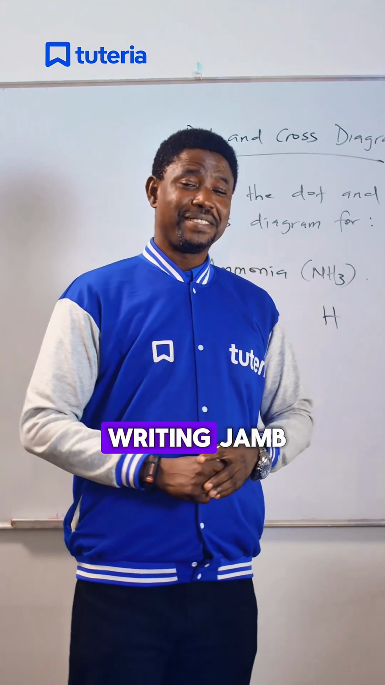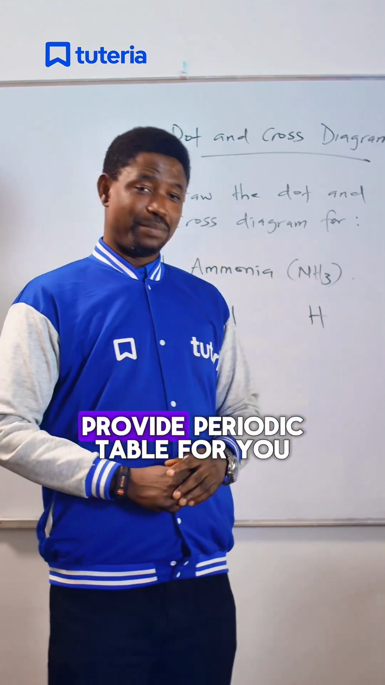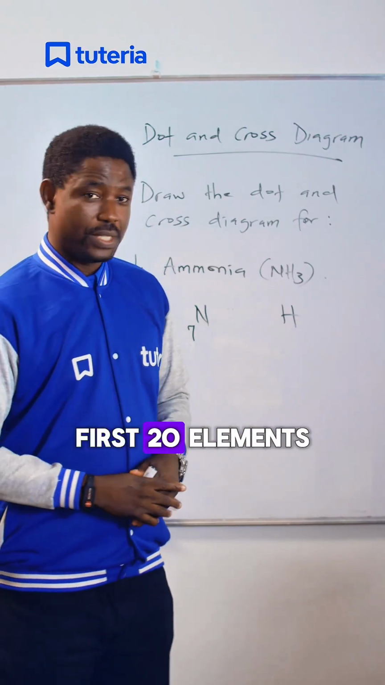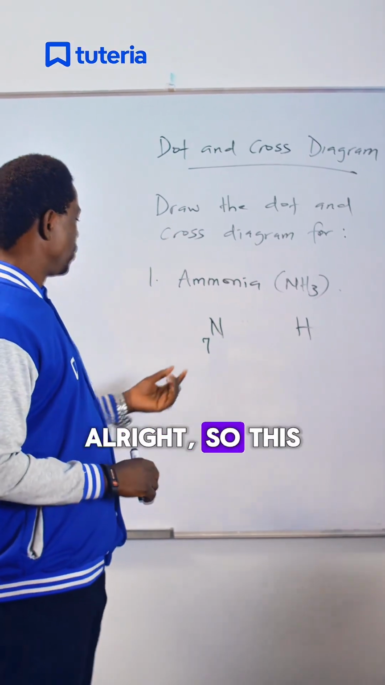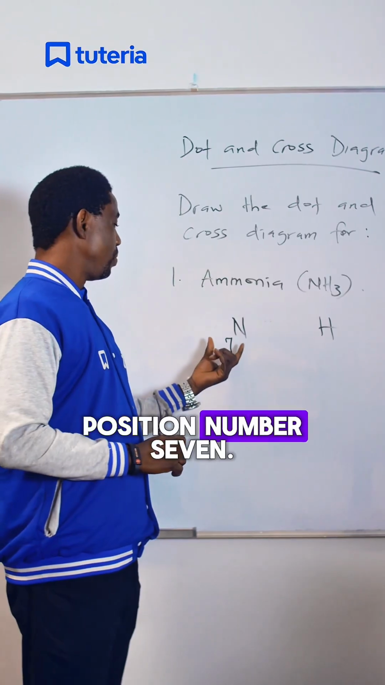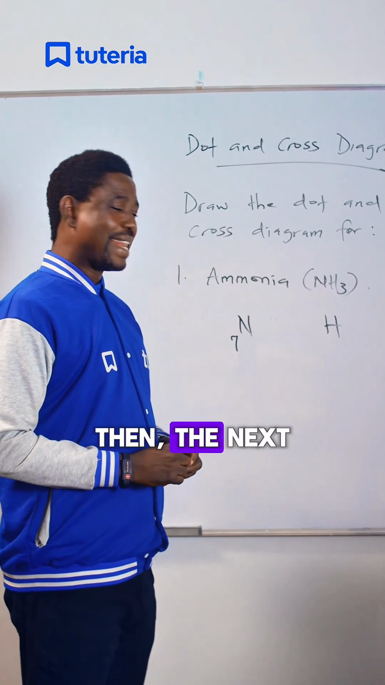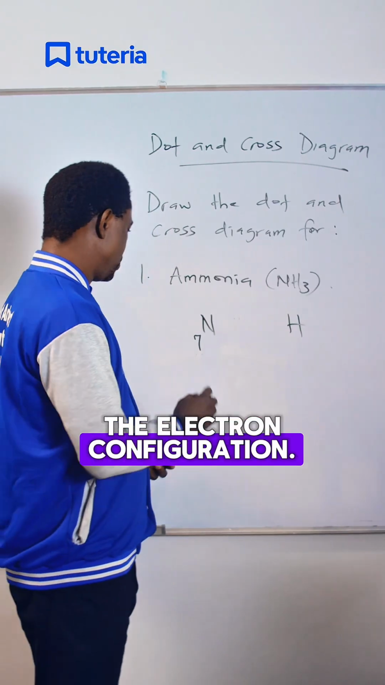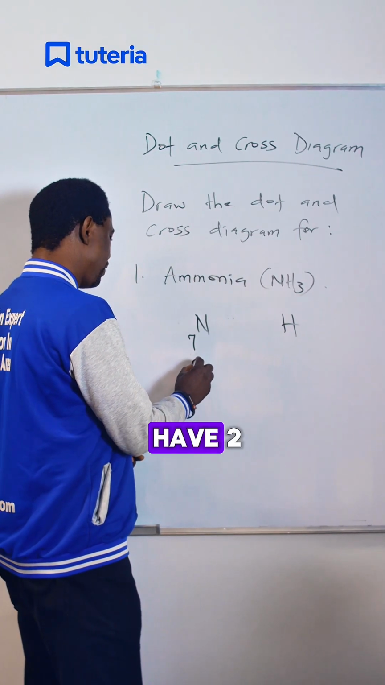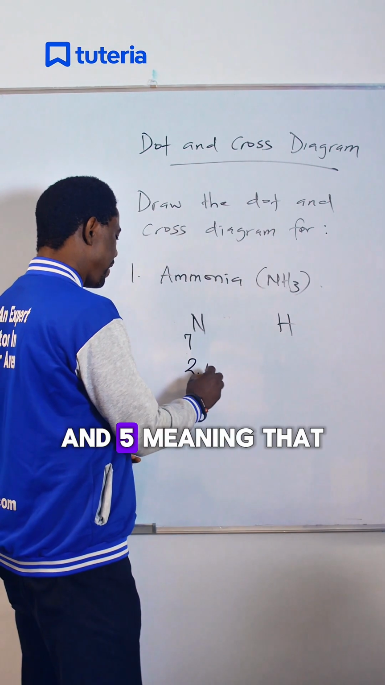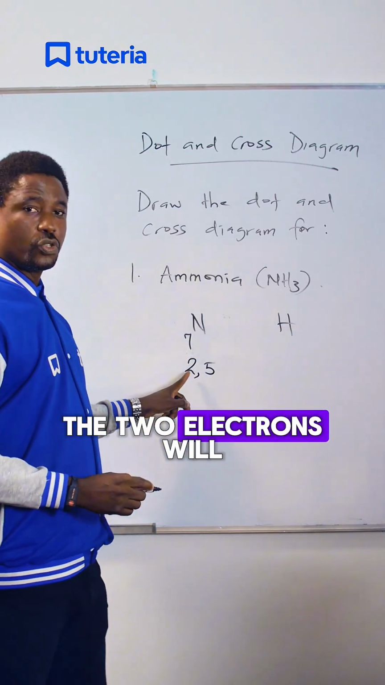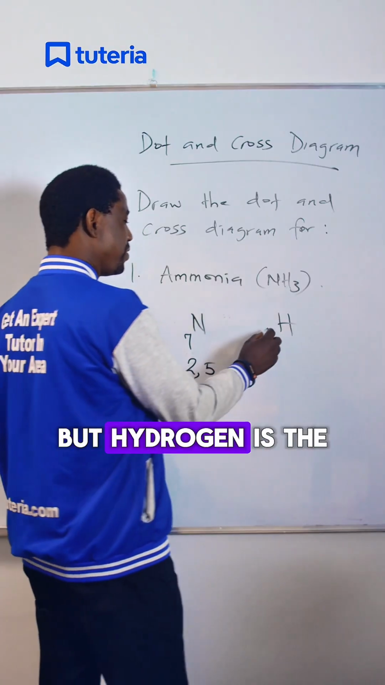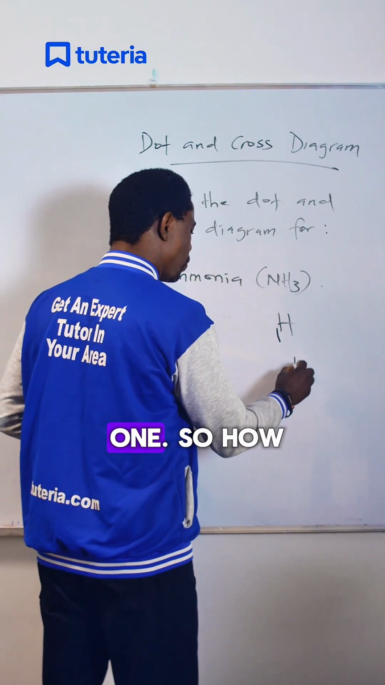Remember, if you're writing JAMB, nobody is going to provide a periodic table for you. So it's important for you to know the first 20 elements at least. All right, so this is nitrogen, its position number 7. Then the next step is to write the electron configuration. And that means we have 2 and 5, meaning that the 2 electrons will go into the first shell, while 5 electrons will be in the outer shell. But hydrogen is the first element, so it only has 1.